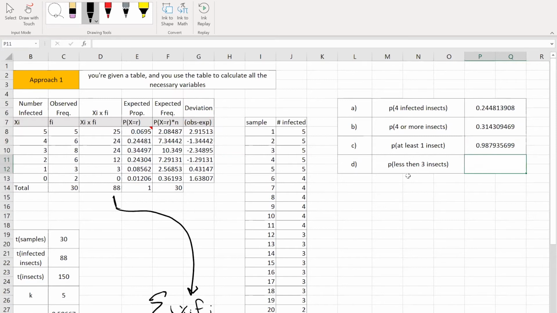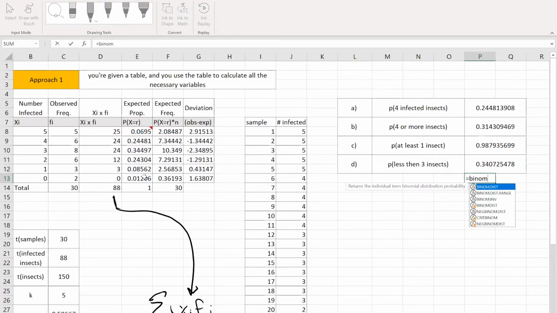And then finally, we have the probability of less than 3 insects. So there's a couple of ways to go about doing this one. You can do what I've been doing before, just the sum function, less than 3 insects being infected out of a sample of 5, right? That would just be 2, 1, or 0. Or this would be a time where you could use a 1 instead of a 0 to find a cumulative probability.